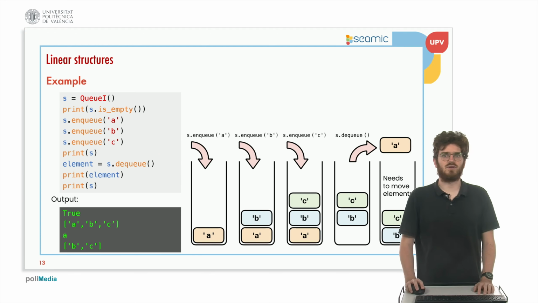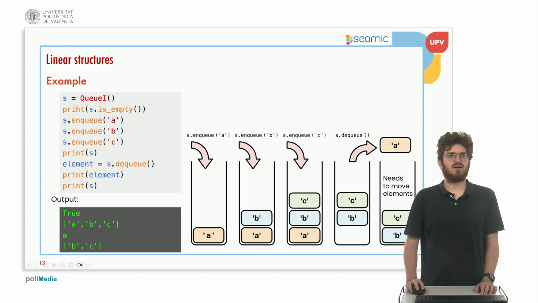Let's see a short example with it. This is our first version of the queue, and if we create a new object and we call it S, we can now print whether it's empty, and it is, and then we can enqueue three elements, and this would be these three buckets over here. When we enqueue the third element, we have A, B, C, and the first element to be removed will be A, because this one is the first element in. First in, first out. Then, if we print the queue itself, we can see that the elements are here, and the first element to be removed will be the first one here, at the head of the queue.